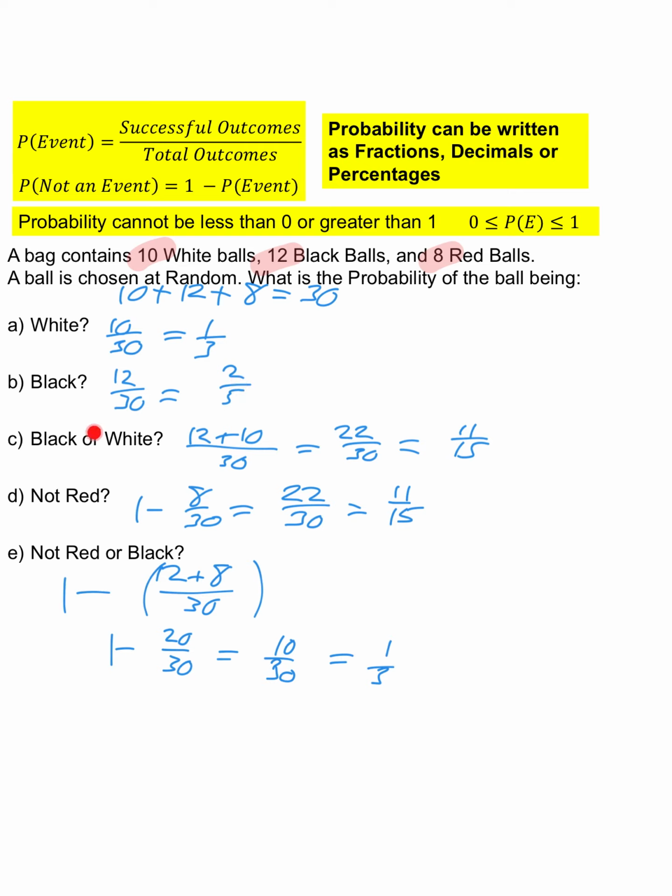Black or white, so when you see or, we're going to add. So 12 plus 10 is 22. So 22 over 30, which is 11 over 15. Not red, so then 1 minus 8 over 30, 22 over 30, which gives us 11 over 15. Then finally, not red or black, so 1 minus red or black, so 12 plus 8, because we have 8 red, 12 black. And then, so that gets us 20 over 30. So take from 1 gives us 10 over 30, which simplifies then to 1/3.